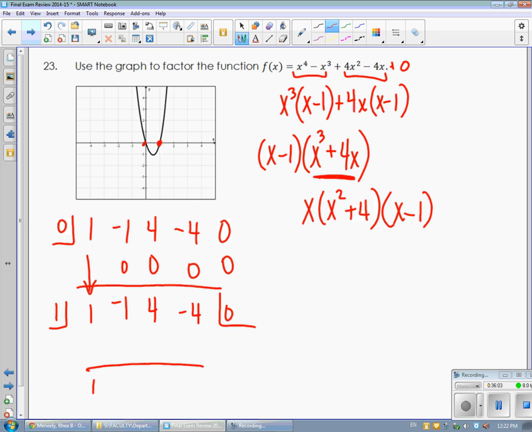If I bring down the 1, multiply, 1 times 1 is 1. When I add, I get 0. 1 times 0 is 0. When I add, I get 4. When I multiply, I also get 4, and then again I got 0.